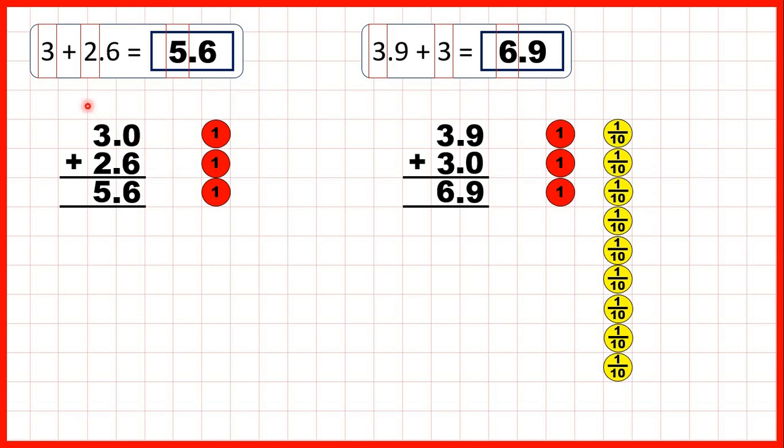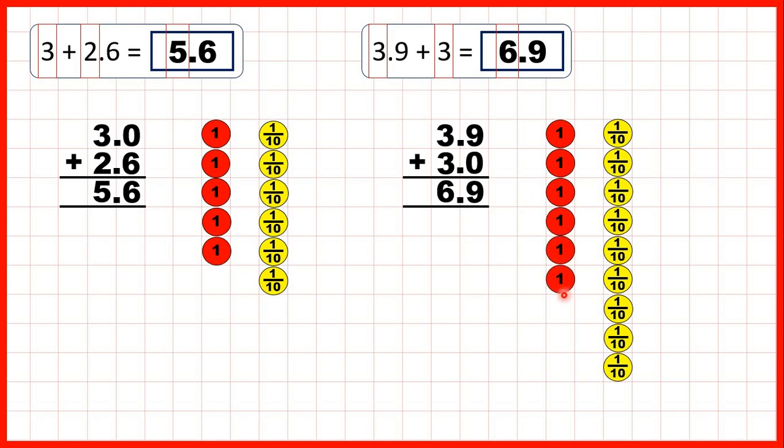We can also show what we did using place value counters. So for this first question, we started with 3, so that's 3 ones, and we were adding 2.6. If we add the 6 tenths first, 1, 2, 3, 4, 5, 6, then we add the 2 wholes, so 1, 2, and that gives us 5 ones and 6 tenths, so 5.6. And for this question, we started with 3.9, so that's 3 ones and 9 tenths, and we were adding 3, so we can add 1, 2, 3 ones, and that gives us a total of 6 ones, and we still have our 9 tenths, so that's 6.9.